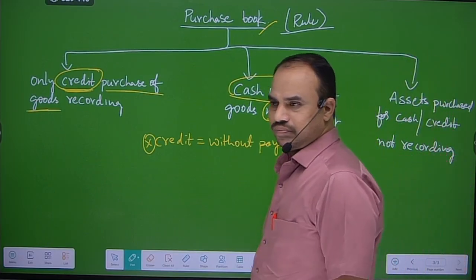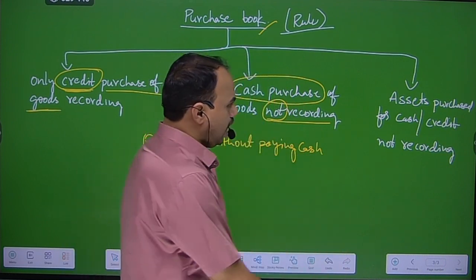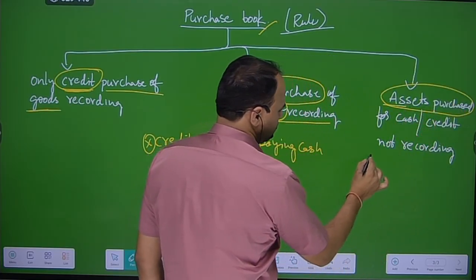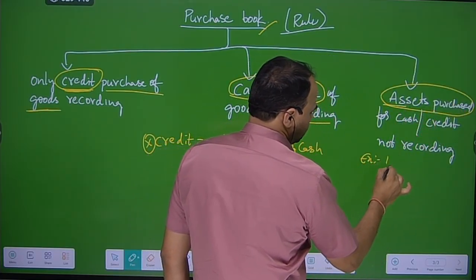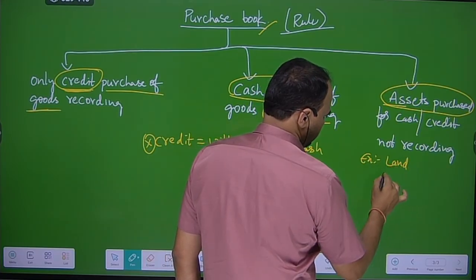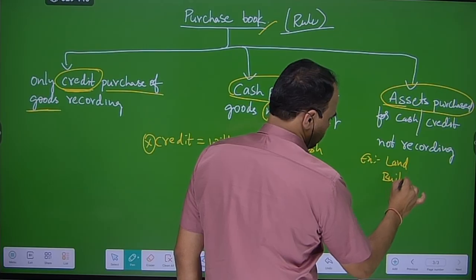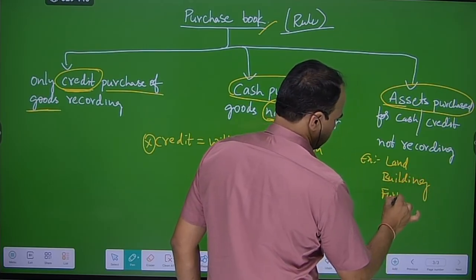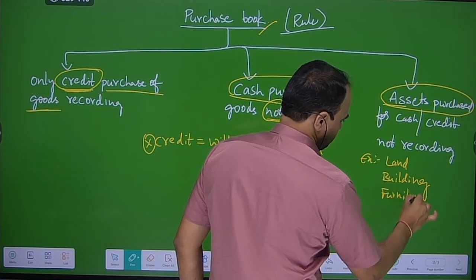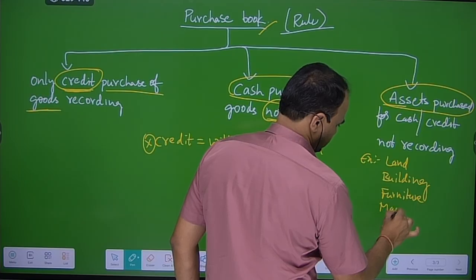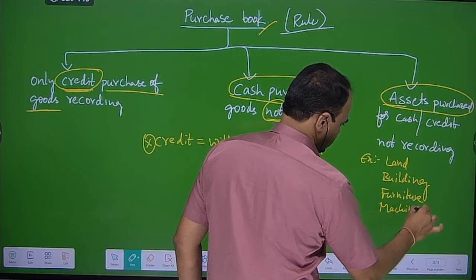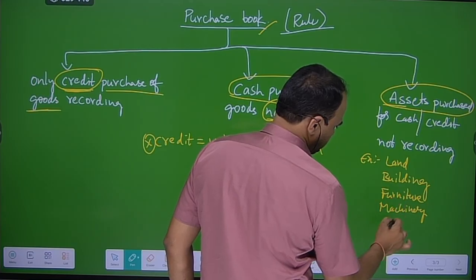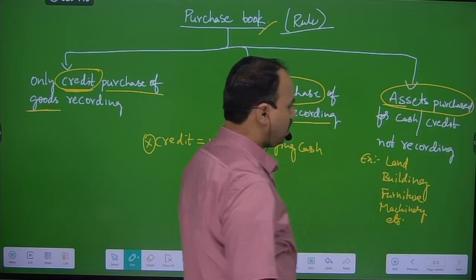So the last one, the third one: assets purchased. What is the meaning of assets? For example, assets means land, building, furniture, machinery, etc. So now you know what the assets are.